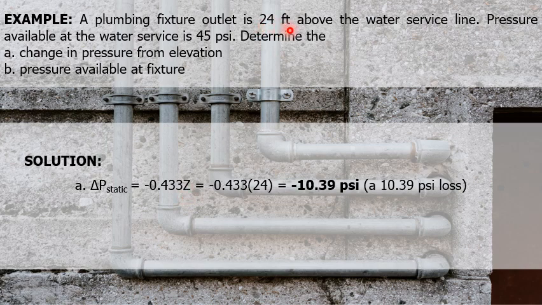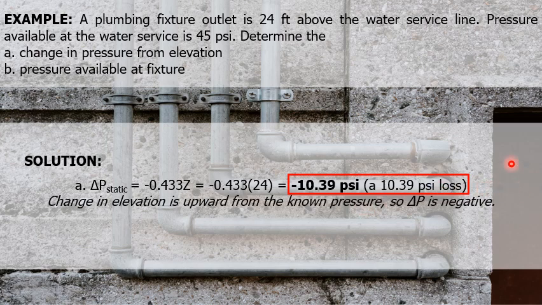And it's positive because the plumbing fixture outlet, which has an unknown pressure, is higher than the water service line, which has known pressure. Calculating, the static head is equal to negative 10.39 psi, or a 10.39 psi loss. Change in elevation is upward from known pressure, so delta P, or the static head, is negative.